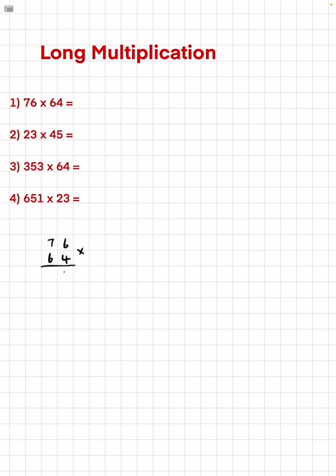So 4 times 6 is 24. We put the 4 down and carry the 2. 4 times 7 is 28. Add 2 is 30.